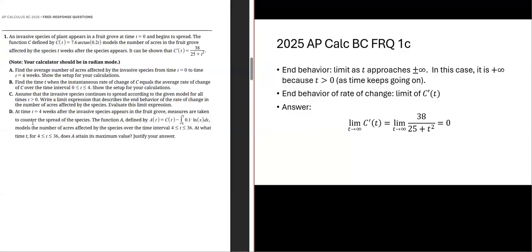Okay. And then part D, at time t equals 4 weeks after the invasive species appears in the fruit grove, measures are taken to counter the spread of the species. The function A defined by A(t) = C(t) minus this integral. This should look suspiciously familiar as to what technique we might have to use. It models the number of acres affected by the species over the time interval t is 4 to 36. At what time t, for t between 4 and 36, does A attain its maximum value? Justify your answer. How do we find max, min?